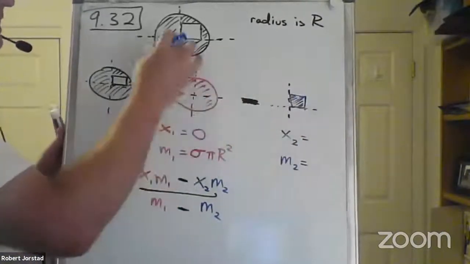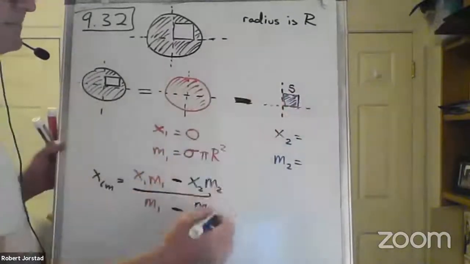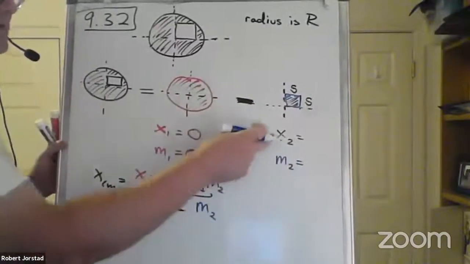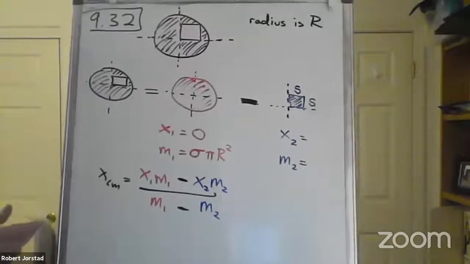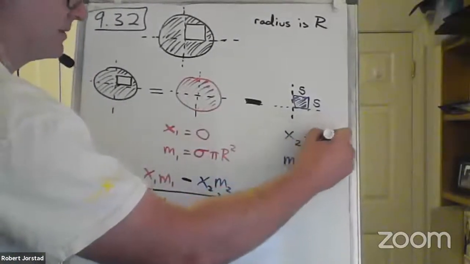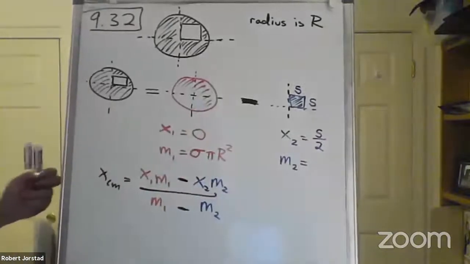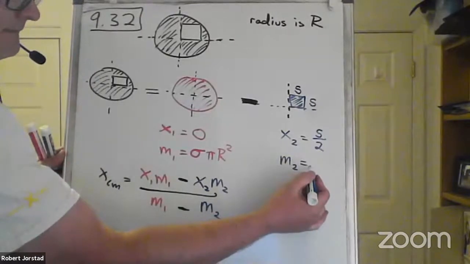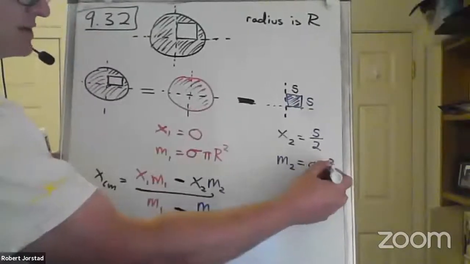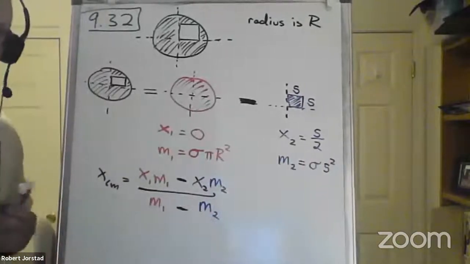Now, don't overthink it. Let's just start simple. Let's say the side of this square is S. What's x2 going to be? What is the center of mass of that square? S over 2. Positive because it's in the first quadrant. What's the mass? Sigma S squared. Yes, the area is S squared, so the mass would be sigma S squared, whatever this weird sigma is. More on that later.